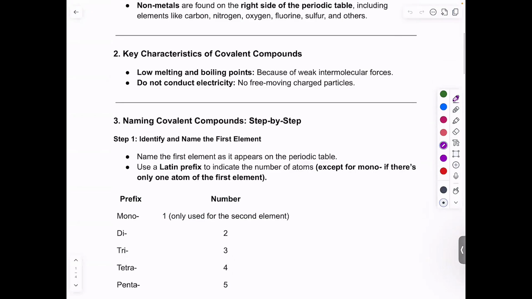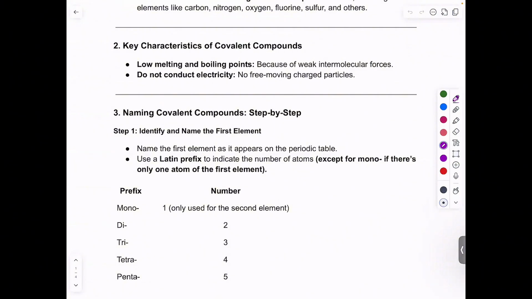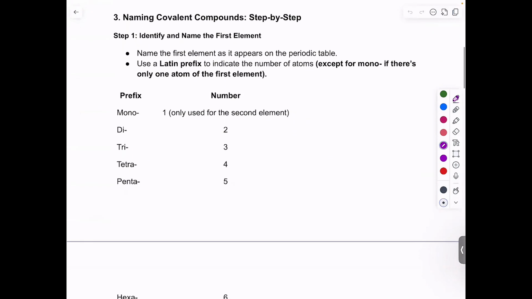And then we have the actual naming. So we'll dive right in. This video hopefully won't take too much longer here. Basically, you name the first element, going left to right, as it appears on the periodic table. And then we tack on a Latin prefix to indicate the number of atoms. The only exception to this rule is we don't say mono. We don't pop a mono up in front of that element name if it's 1. We leave it off. I'm not sure why they did that, but it's a little bit of a shortcut there.